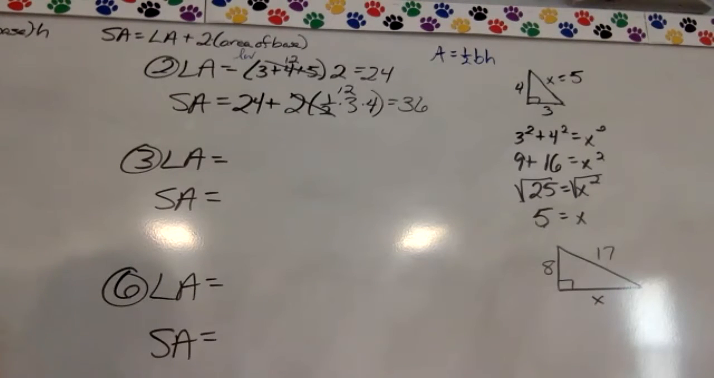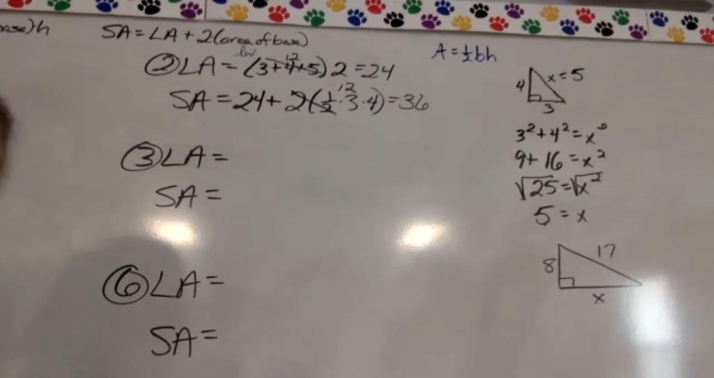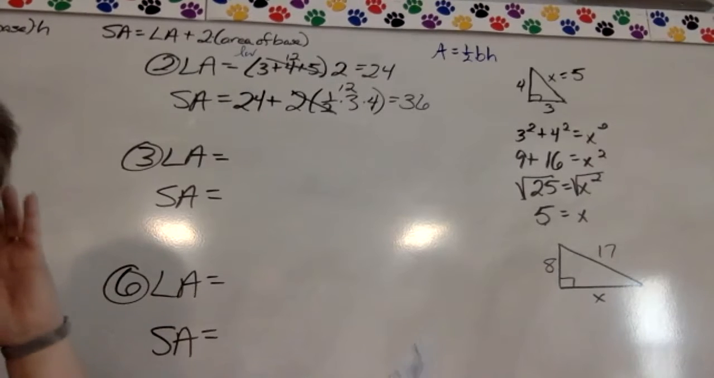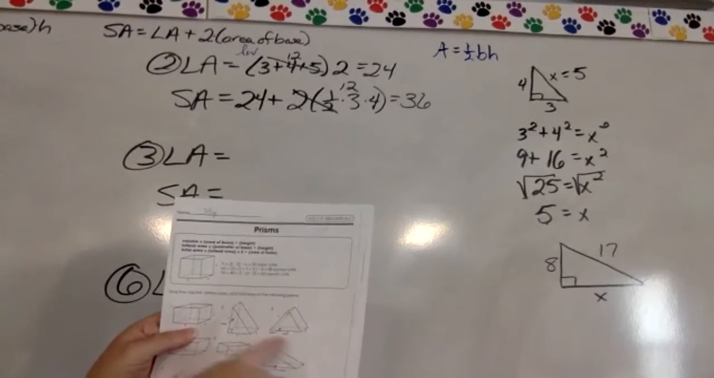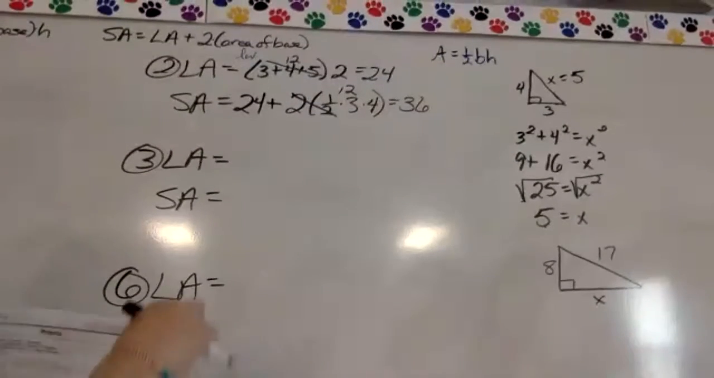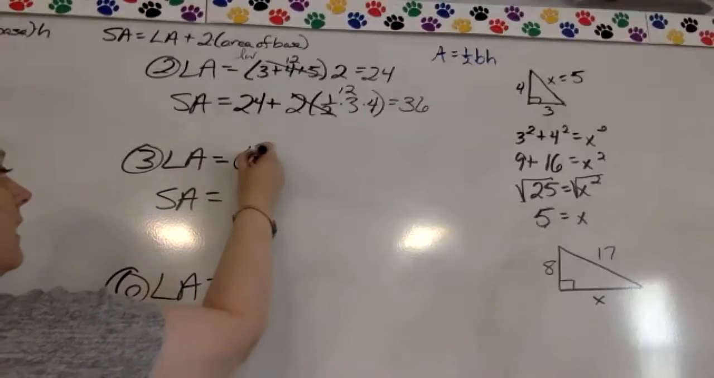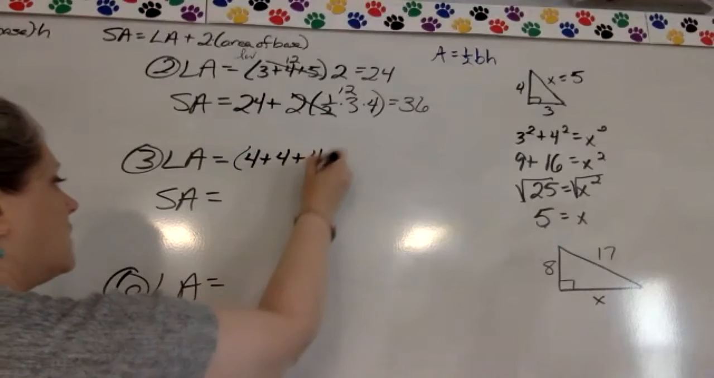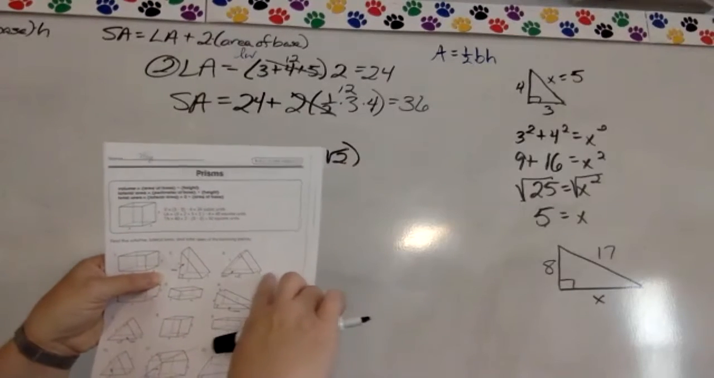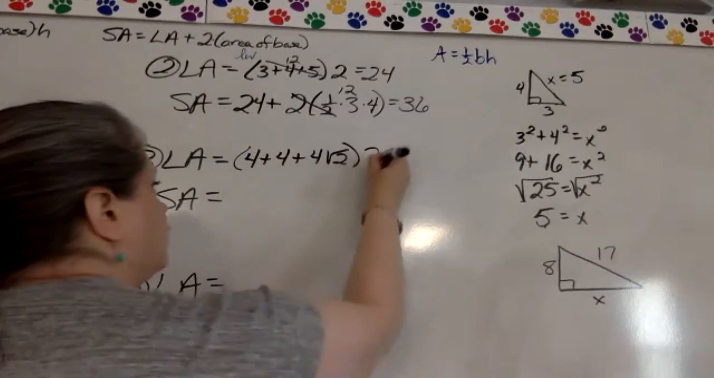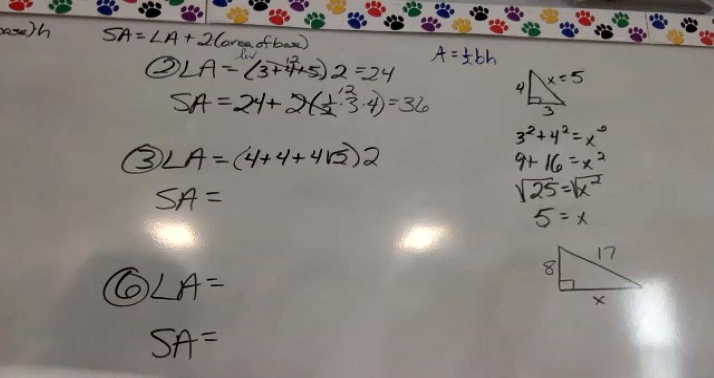So for number 3, for our triangle, remember we talked about it yesterday. It was a special right triangle. It was an isosceles right triangle, a 45, 45, 90 triangle. So these 2 sides here were both 4, and then the hypotenuse down there was 4 square root of 2. So for my lateral area, I'll have 4 plus 4 plus 4 square root of 2. And then I have to multiply that by the height, the distance between the 2 triangle sides, which is a 2.